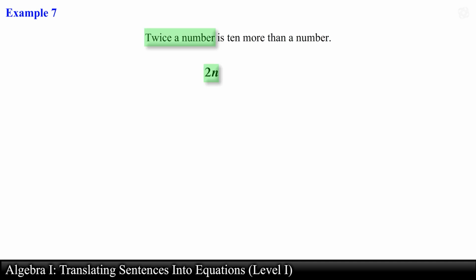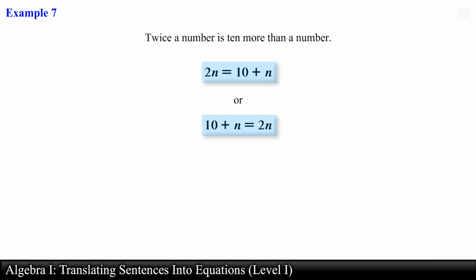We first write 2n followed by the equal sign because of the key words twice and is, which denote multiplication and an equal sign, respectively, followed by the sum of 10 and a number n. Once again, we can write this equation by switching the expressions from either side of the equal sign as follows.